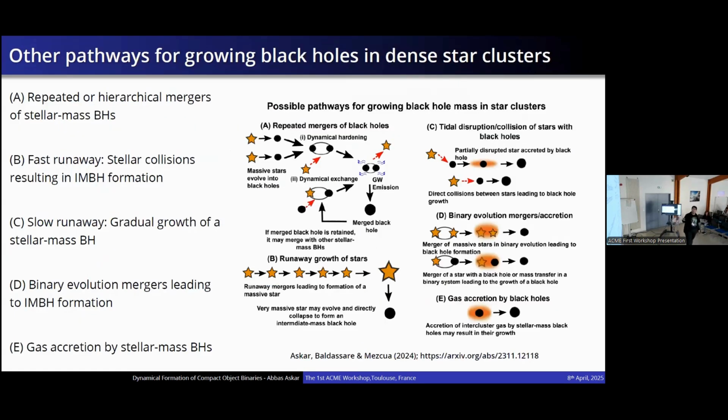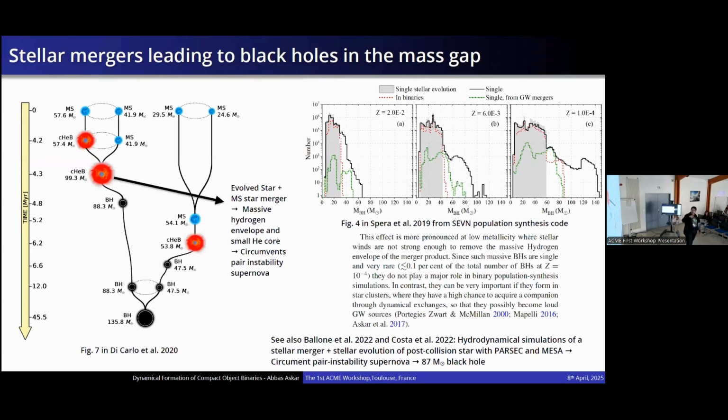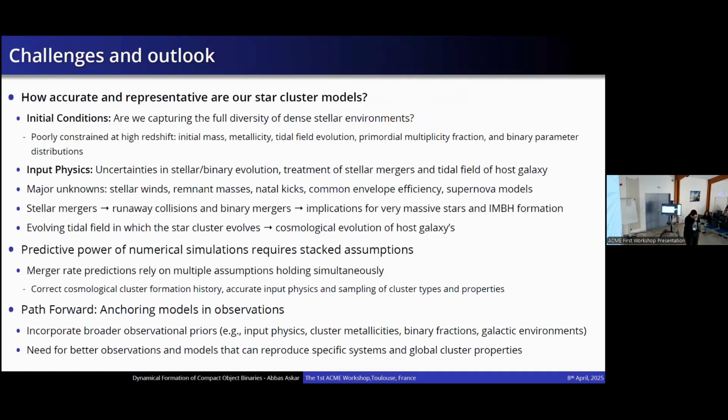And there are other pathways for growing black holes in dense star clusters. I won't go into too many details because Michele already alluded to this, but in binary evolution, you can also have mergers between stars, which can then produce black holes in this gap. And if you do this in a dense environment, then you have a massive black hole in there already, which can pair up with another black hole, such as the one illustrated in this history here. So there are these alternative pathways of forming GW190521 type events through binary evolution mergers within dense environments.